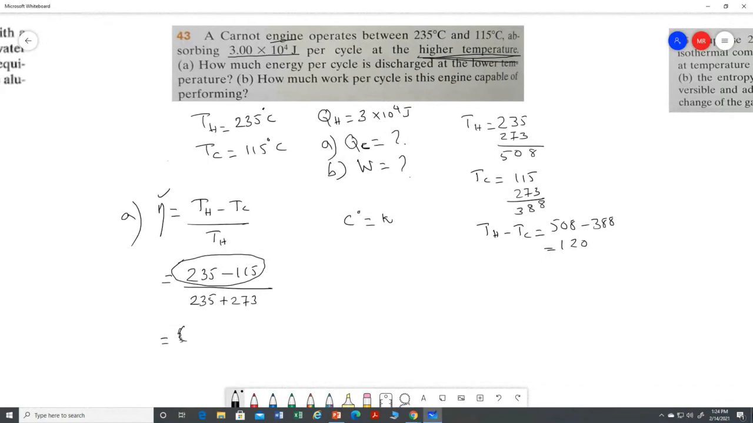What is the answer for 235 minus 115, my dear? 120. Why are you wasting the time by adding this here? Because when you find the change in temperature, the answer remains the same. But in the bottom, my dear, listen carefully. In the bottom, you have only one temperature. It is not a difference. It is only one temperature. That's why we have to add 273 here.